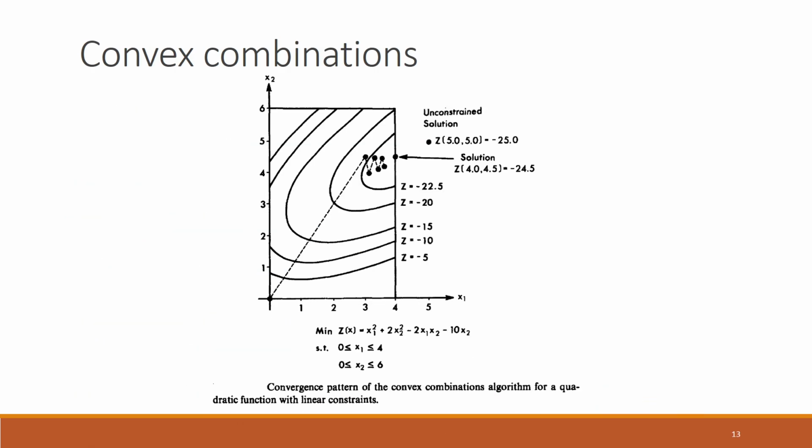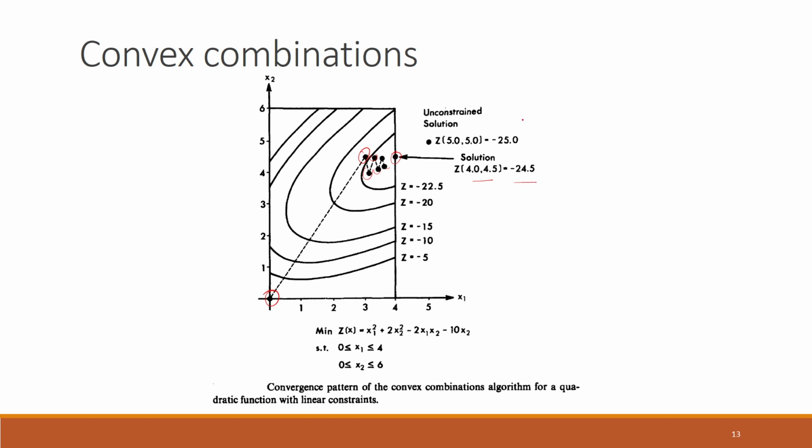This is the diagram showing the progression of the algorithm in this example. We start with 0 comma 0 here, and then we reach this point here, 3 comma 4.5, and if you continue in further iterations, you will get these points here. Finally the optimal solution is here. If you do enough iterations, you will reach 4 comma 4.5, and the objective function value is this at this point.